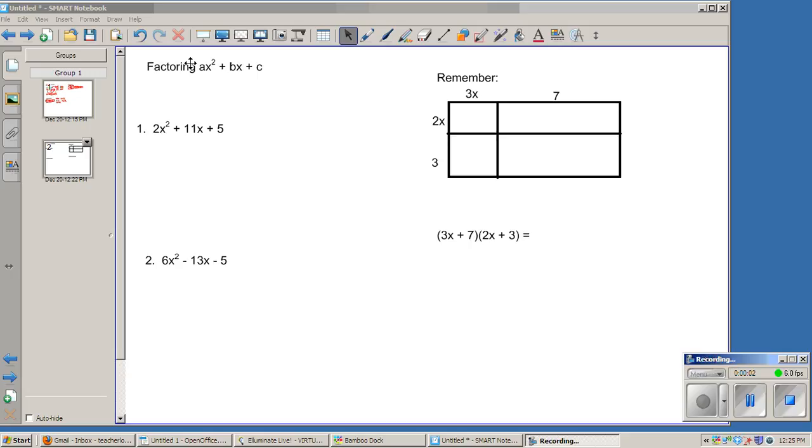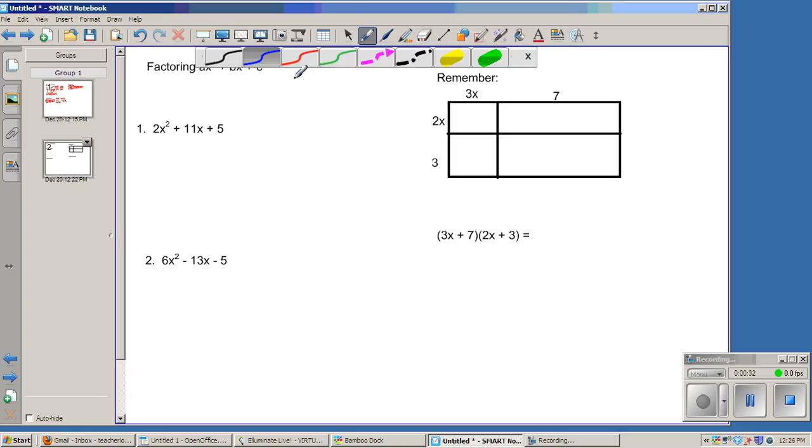Okay, before I start talking about factoring ax squared plus bx plus c, I want to remind you about a couple things that you've learned in the past. The first thing is how to find the area of a rectangle that's split into sections like the one that I have drawn here. And just to remind you about how you do that, you take this little section here is 2x, and this section is 3x, so you multiply those together. So let's do that first.